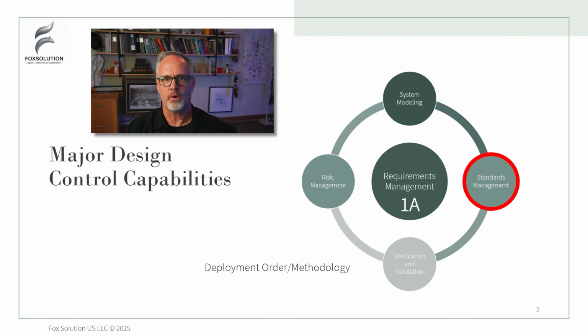Okay, so again, requirements management is 1A. Requirements is the core data set that we relate everything else to. 1B is systems modeling. What is our understanding of the functional models and how do they relate to requirements management? And today we're going to talk about standards management. How do these external standards map into our requirements management data set?